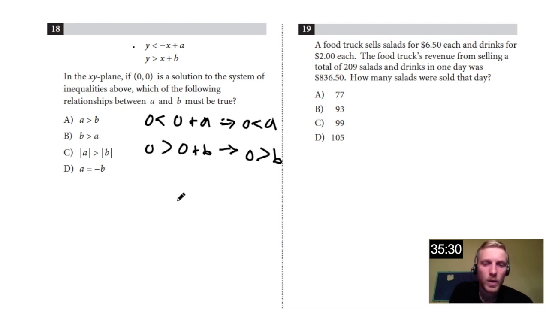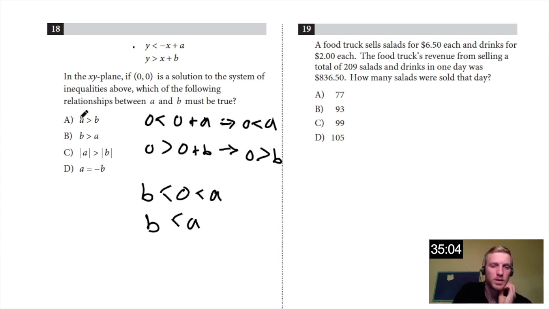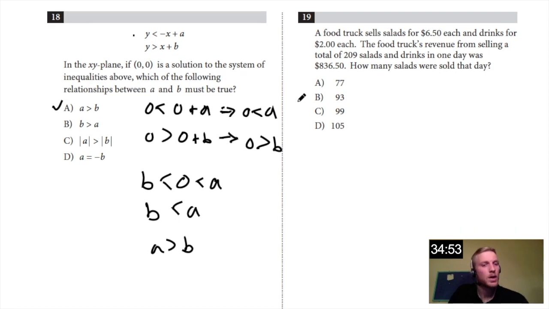All right, so rewriting this down here, we can now say a is greater than 0. So we can say 0 is less than a, and b is less than 0. In other words, 0 is greater than b. So we can say b is less than 0, which is less than a. So b is less than a, which is the same as saying a is greater than b. So that should be answer A. Good.